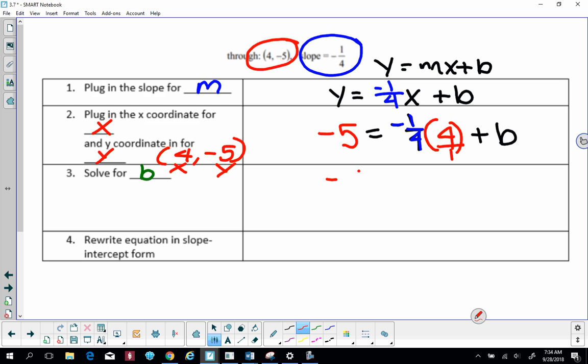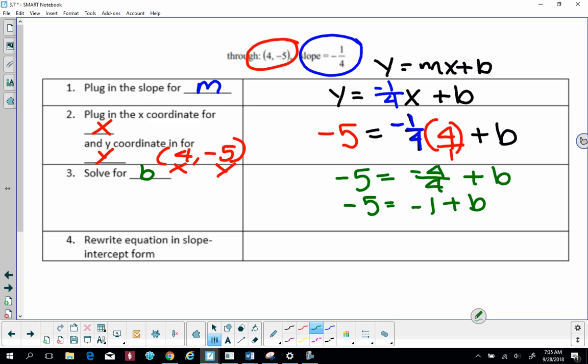When I rewrite this, I get negative 5. I'm going to put it in green. Negative 5 equals, what's negative 1 times 4? Negative 4, and 4 times 1? 4 plus b. If you put this right into your calculator, it should already give you an answer. If you put negative 1/4 parentheses 4, it should already give you the answer. But here I'm doing it by hand. What is negative 4 divided by 4? Negative 1, right? So it skipped a step.